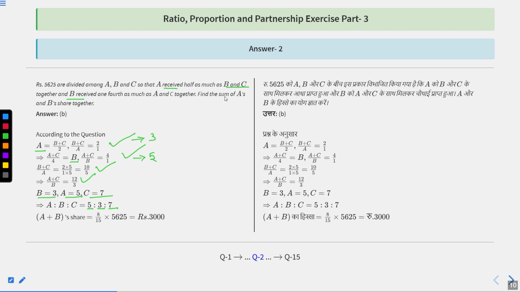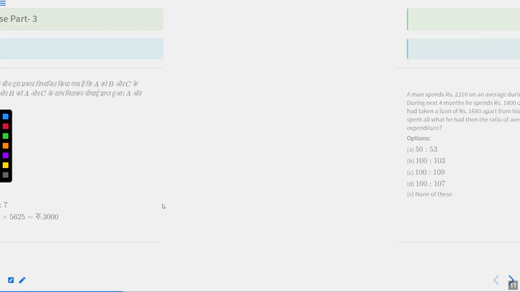Now the question is asking: find the sum of A's share and B's share together. So what is the total amount? The total ratio when we add it, 5 plus 3 plus 7, is 15. And the share of A plus B equals 5 plus 3 equals 8. And the total amount is 5,625. So 8 upon 15 multiplied by 5,625 is 3,000. So B is the correct answer.